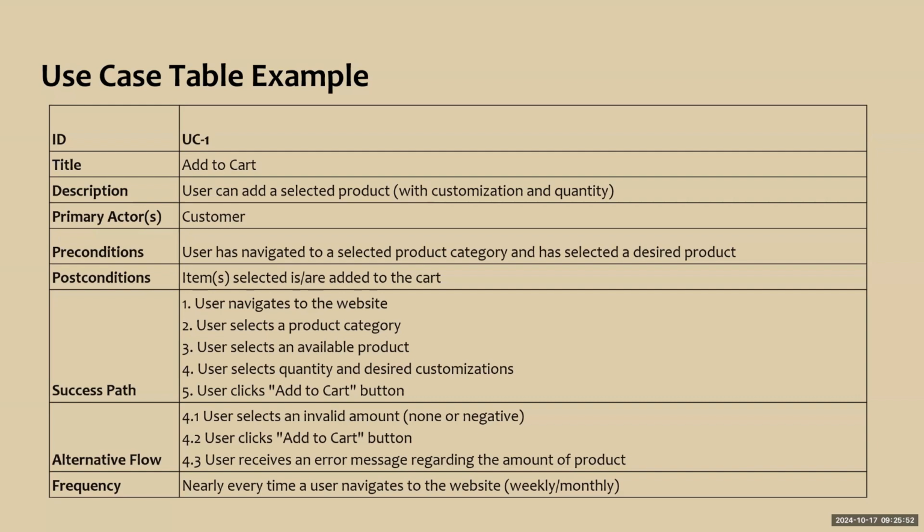So the preconditions is the user has navigated to a selected product category and has selected a desired product. So from the home page, they select the category, whether it's dark roast or light roast or medium roast, and then they move on to select their specific desired product, which is the specific bean. And the post condition is after this process, the item that is selected will be added to the cart.